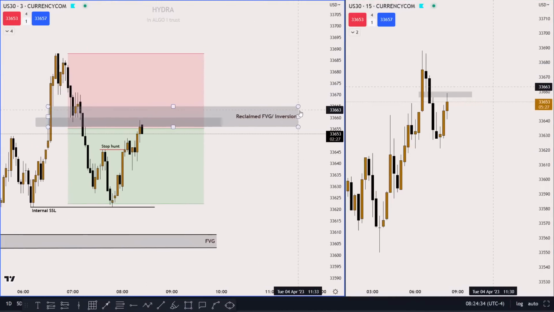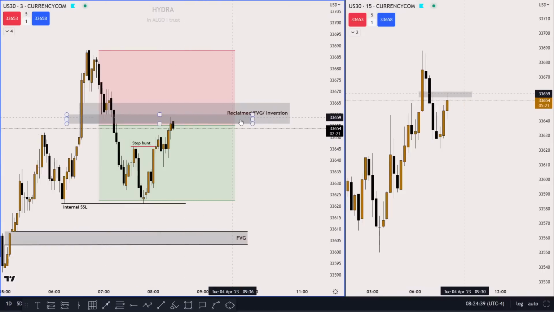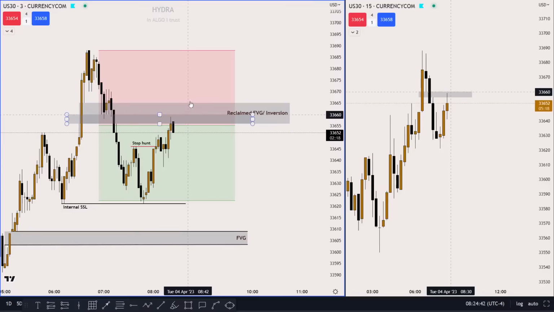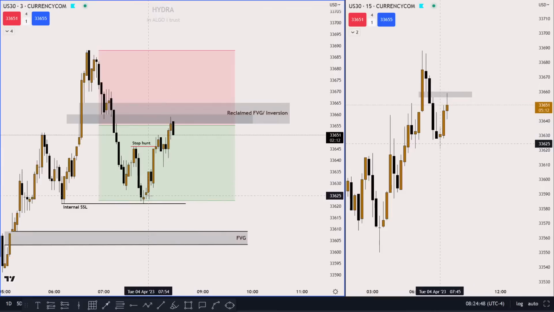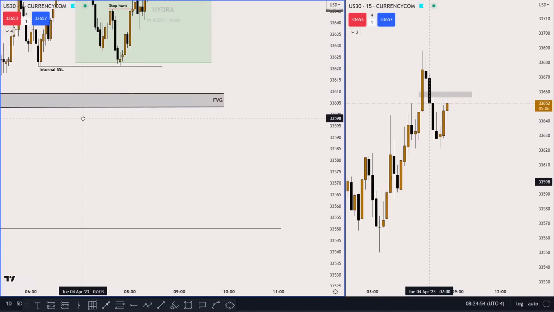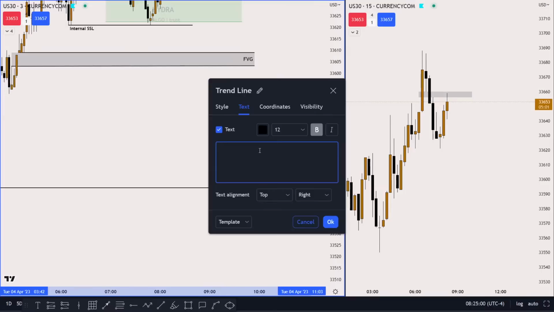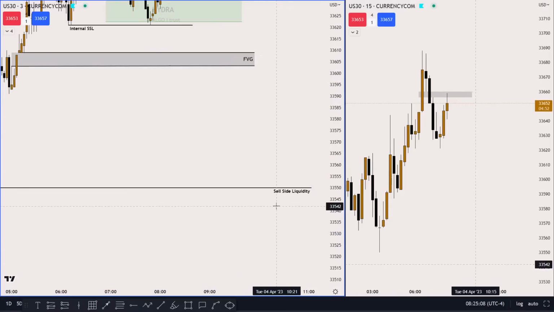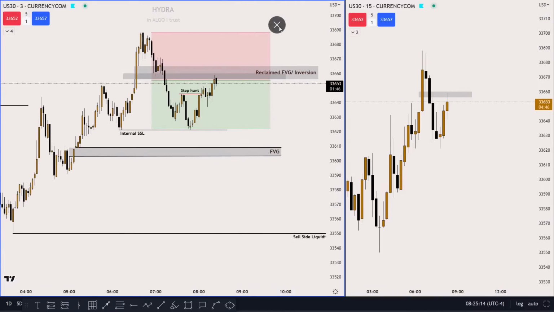Let's wait for the rejection. So far it's looking good. We are getting retraced from this reclaimed fair value gap. As soon as we are not closing a candle's body above the midway, above that consequent encroachment, I'm pretty sure we are going to hunt this internal sell side liquidity and then later on fill this fair value gap. And then we have a major level of sell side liquidity right here, at this swing low. Sell side liquidity. Do you see it? It's good. So that's what I'm looking at on US30.